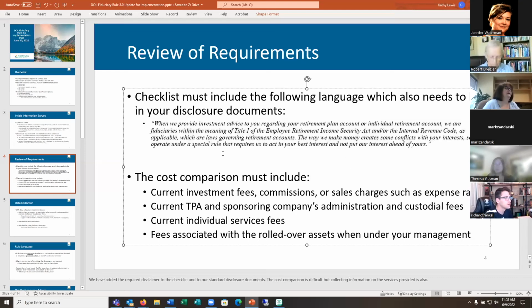So the next step is that you are required to do a cost comparison between an old account or plan and what the rollover will be. Now, the cost comparison should include current investment fees, commissions, sales charges, and expense ratios from the existing plan, TPA charges, sponsoring companies, administration, custodial fees, individual service fees, and then fees associated with the account that you would manage with us. Now, this cost comparison, as you can imagine, is going to be difficult because there isn't just one place where you can find all of this information.